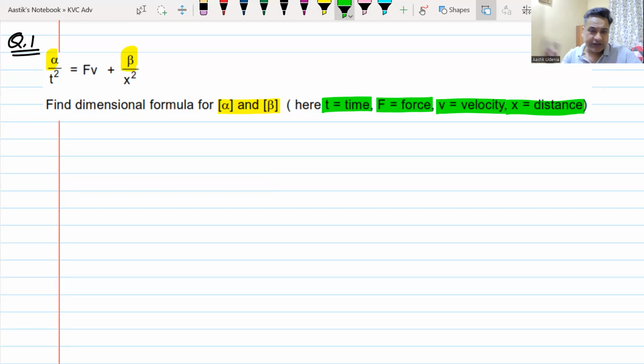Then you are given an equation. And obviously that equation is correct. You have to find out the dimensions, or the dimension formula, of alpha and beta. How are you going to do this? Well, we have only seen 2 or 3 simple things. Apply those simple things correctly and you will get the answer. So I'll give you a minute to solve this. Once you are done, please let me know.